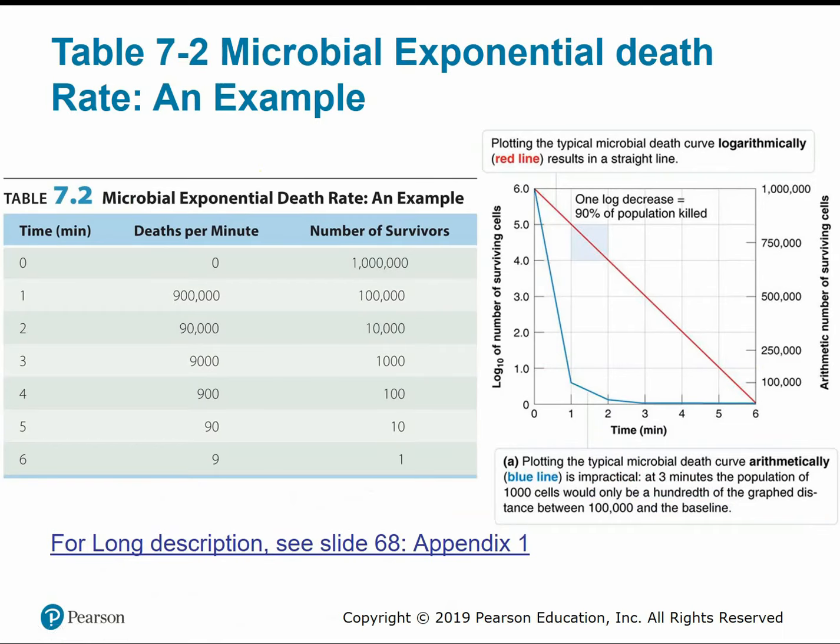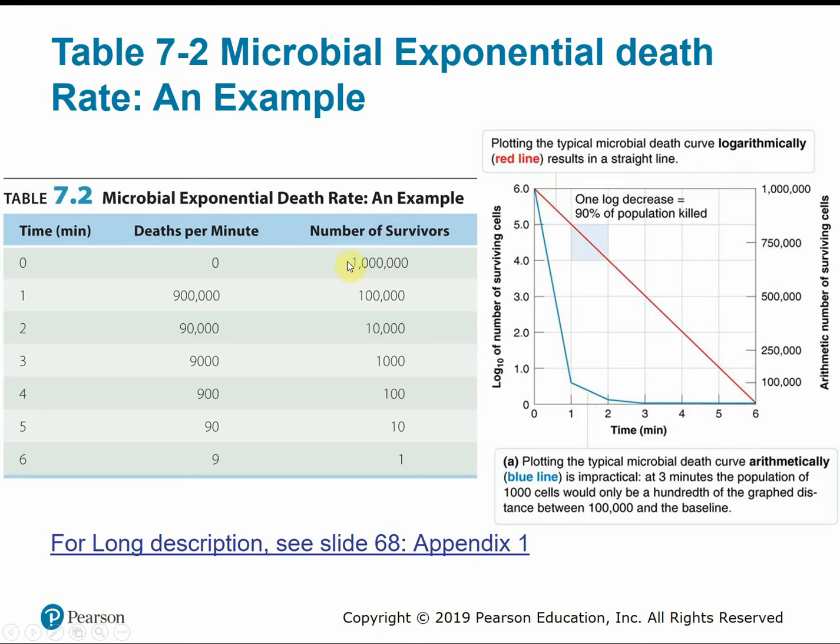So in the previous chapter, we talked about exponential growth of microbial colonies. When microbes die, they also die at an exponential death rate. So this is typically graphed on a logarithmic scale. So we have that nice straight line. So if we apply a cleaner that has a death rate of 90% every 1 minute, so every minute 90% of the population is killed. So if we were to graph this arithmetically, it wouldn't be a very feasible graph. So the log scale just gives us a nice even line.